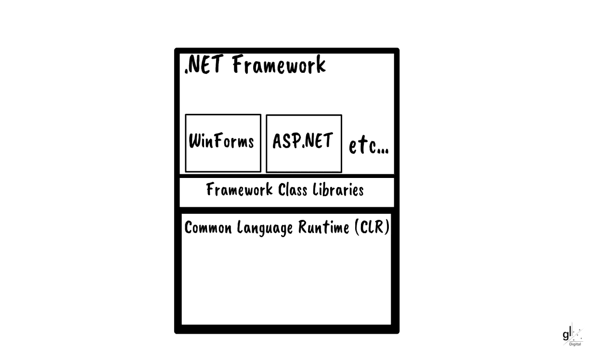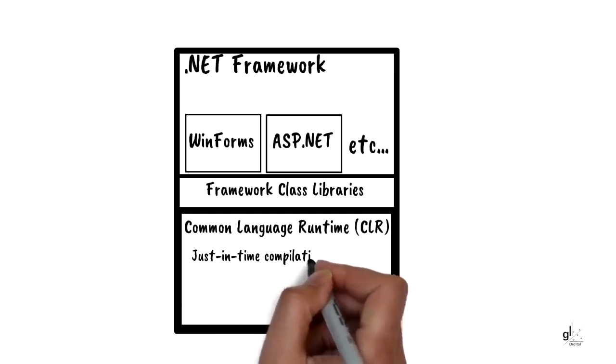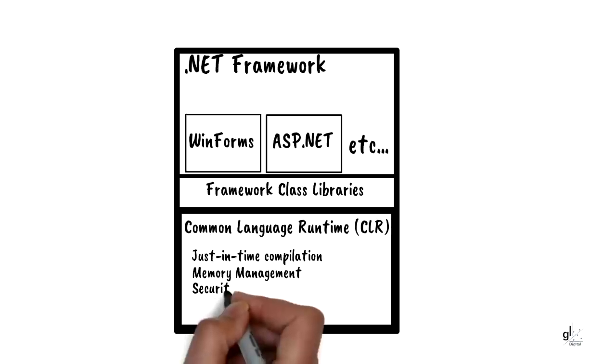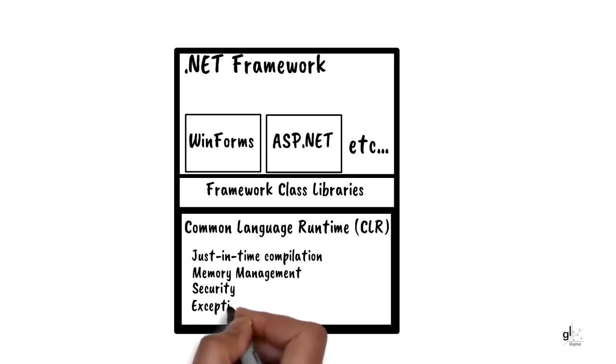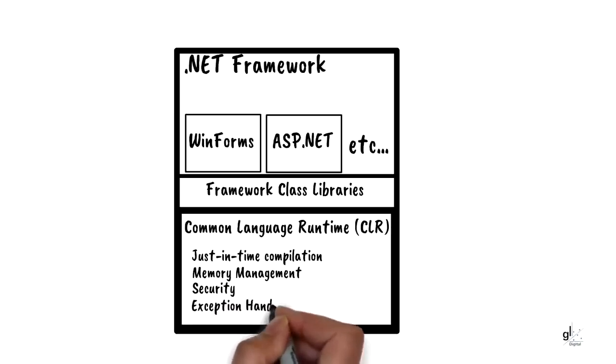.NET applications run in an environment known as the Common Language Runtime, or CLR, which can be described as the .NET virtual machine and provides services like just-in-time compilation, memory management, security, and exception handling. So .NET Framework provided developers with a sophisticated environment that would revolutionize the developer's experience.